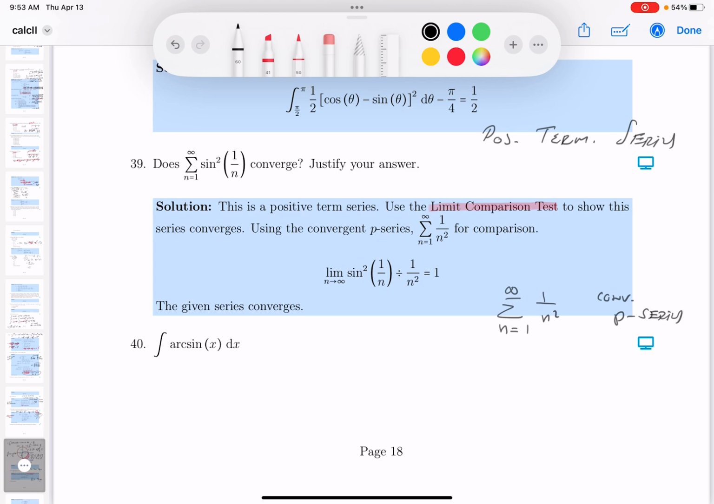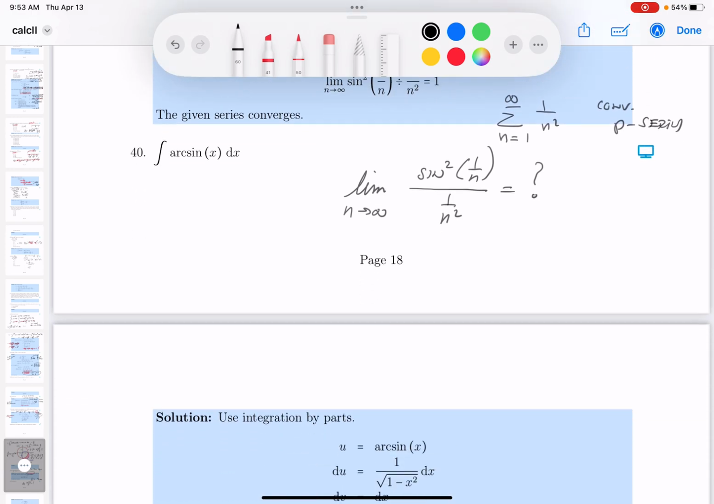All right, what I'm going to do now, I'm going to use the limit comparison test. I'm going to write this down carefully: the limit as n goes to infinity of sine squared of 1 over n, divided by 1 over n squared. And I'm wondering what the limit equals. All right, let's go through that. And the way I'm going to do that, I'll write it a little different, a little more familiar to me.